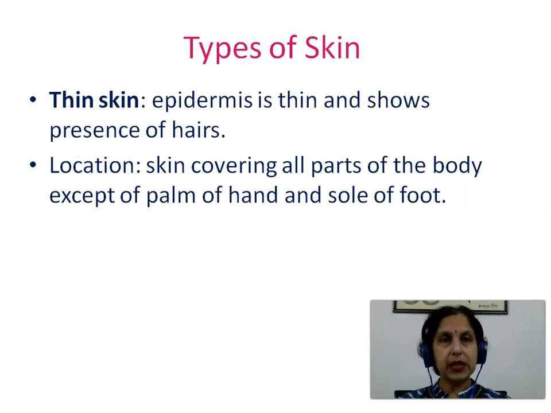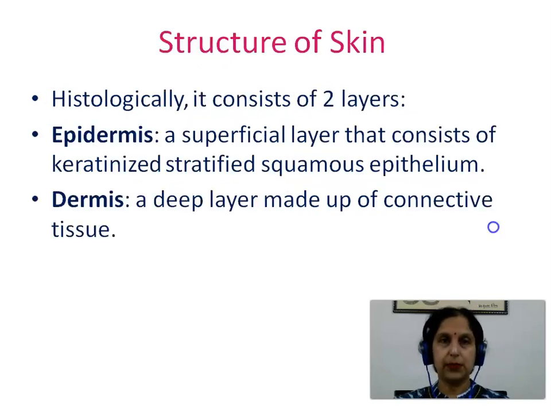The other type is thin skin, wherein epidermis is thin and shows the presence of hairs, and it is located in the skin covering all parts of the body except that seen in the palm of hand and sole of foot. Let us now see structure of skin.